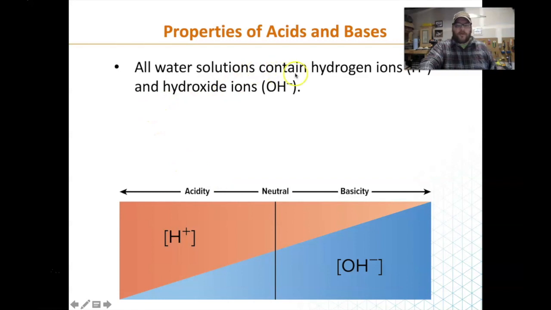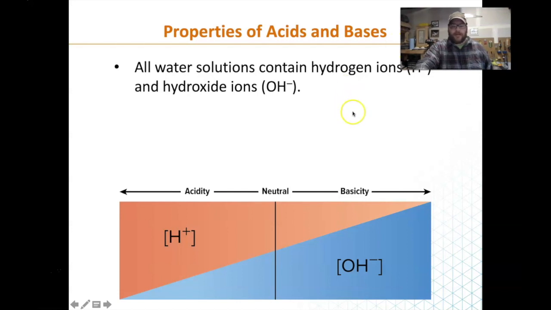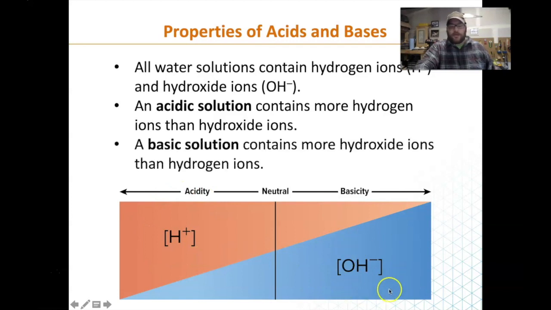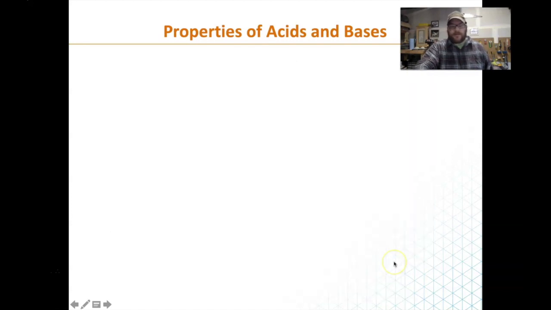And all water solutions contain hydrogen ions and hydroxide ions. An acidic solution is one that contains more hydrogen ions, H plus ions. So if we have more H plus ions present, it's going to be more acidic. If we have more OH minus ions present, then it's going to be basic. So that's the really simplified explanation of acid and a base. Acids have higher hydrogen ion or hydronium ion, as we'll see later, and bases have hydroxide.